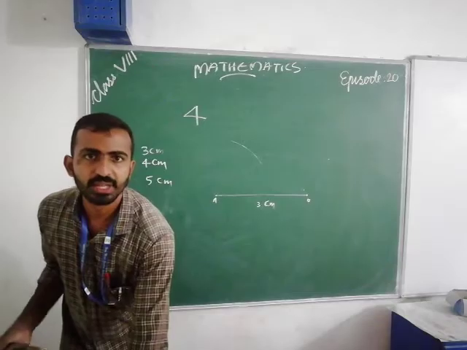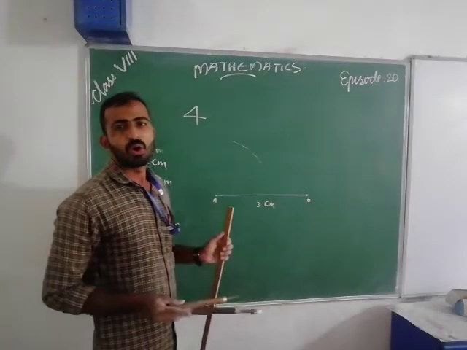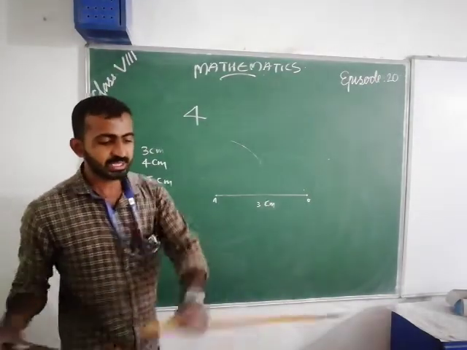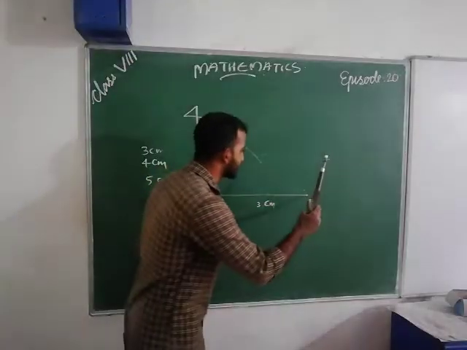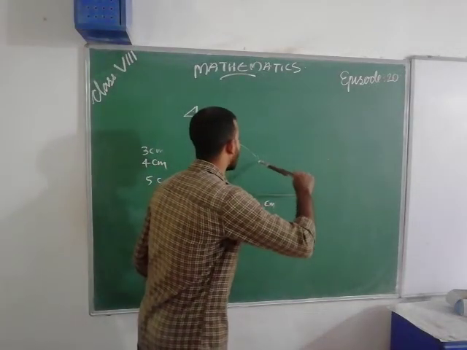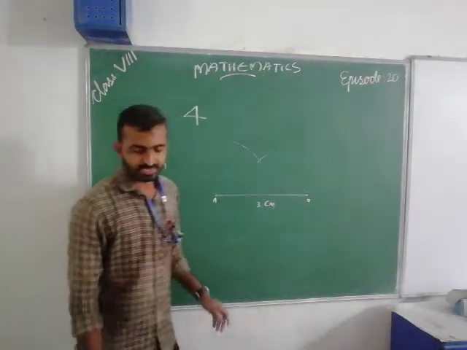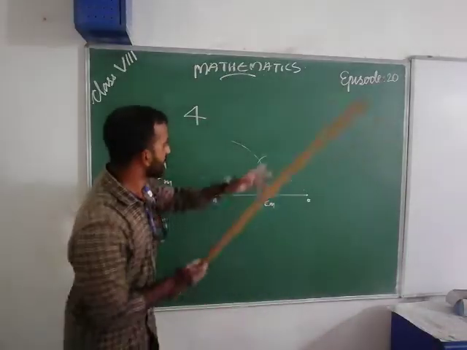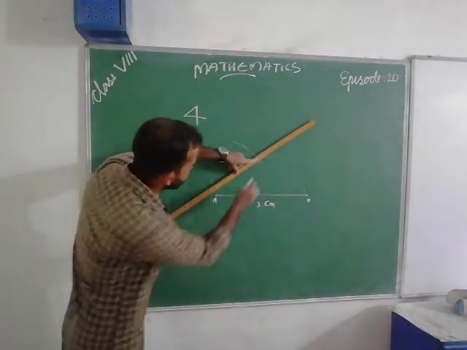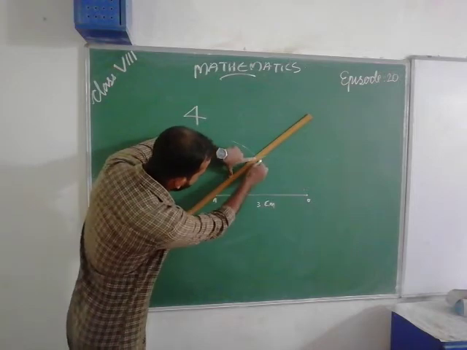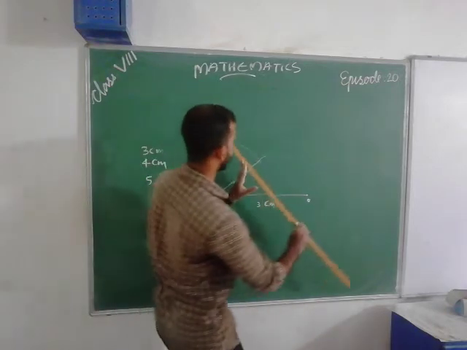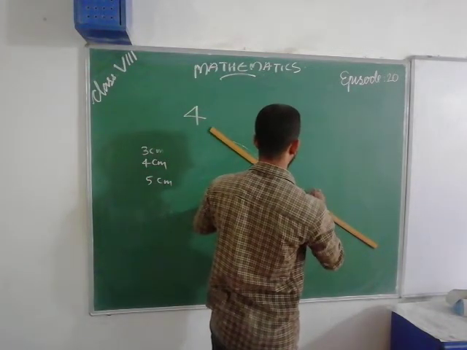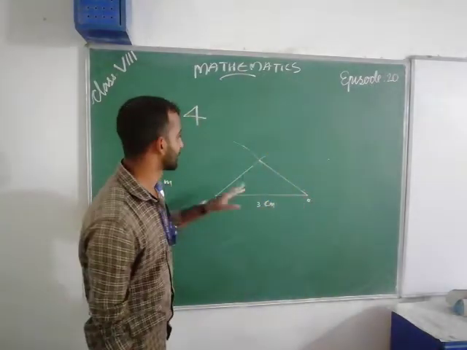And next is what we take. Also, we take 5 centimeter in the compass, and from this point we draw another arc. Then the arcs intersect. Then we use the scale and pencil to draw, and we get the triangle.